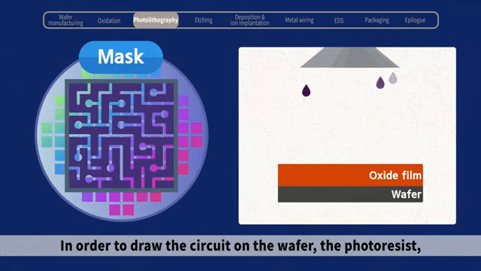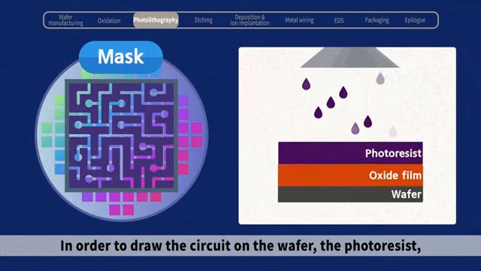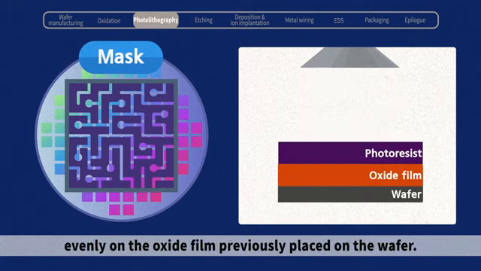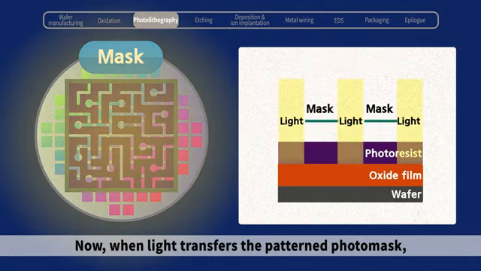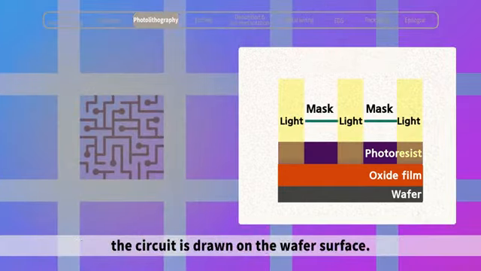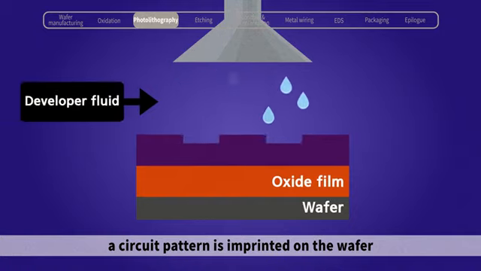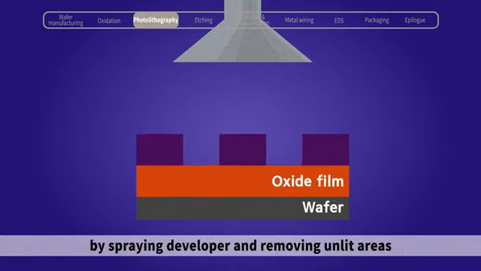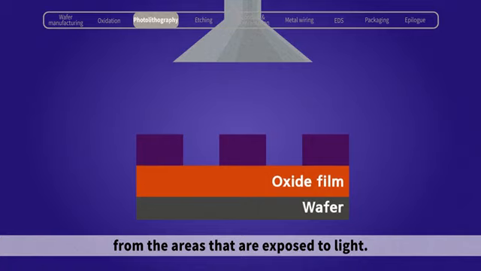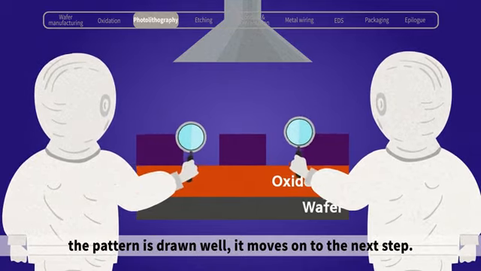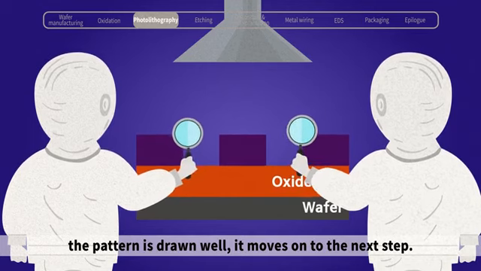In order to draw the circuit on the wafer, the photoresist, a material that responds to light, is applied thinly and evenly on the oxide film previously placed on the wafer. Now, when light transfers the pattern of the photomask, the circuit is drawn on the wafer surface. Just like developing a photo, a circuit pattern is imprinted on the wafer by spraying developer and removing unlit areas from the areas that are exposed to light. After an inspection of the wafer to check whether the pattern is drawn well, it moves on to the next step.